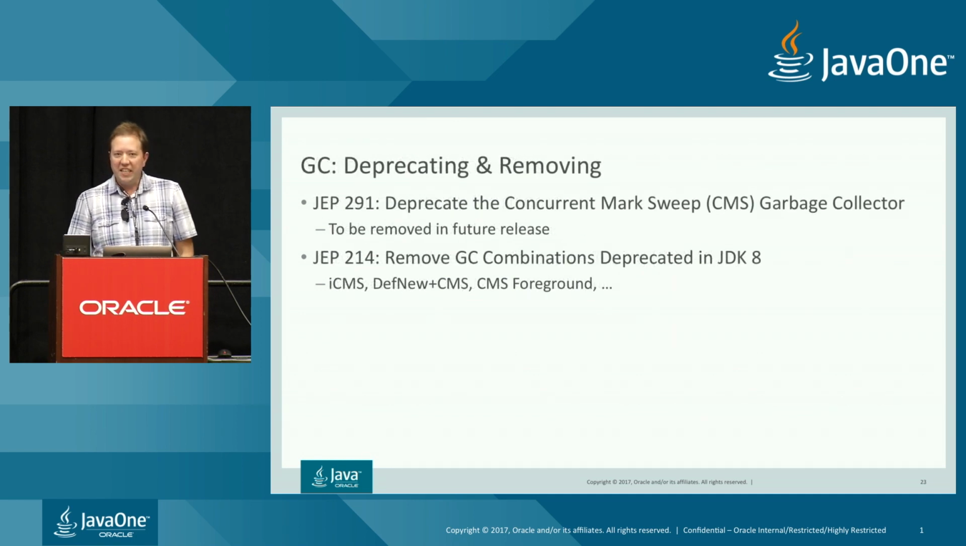On the topic of GCs, one of the other things we've done is to deprecate and remove some of the code we have in the JVM. Specifically, we have deprecated the concurrent mark and sweep collector, or for short, the CMS collector. CMS has traditionally been used in low latency use cases where you don't have very large heaps and where your application is relatively well behaved, if I put it that way.